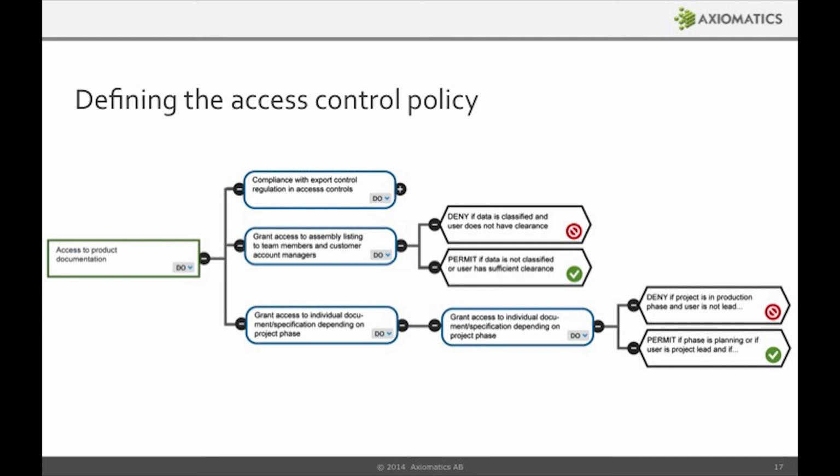Now, the second policy, grant access to assembly listing, has to do with the actual assembly within the system. And there we have the internal policy logic within our application. And thirdly, grants access to individual documents. The assembly is a list of documents. And finally, the last one is on the individual level. And on each of these levels, we can see various conditions for a permit or deny that we can build down like this.